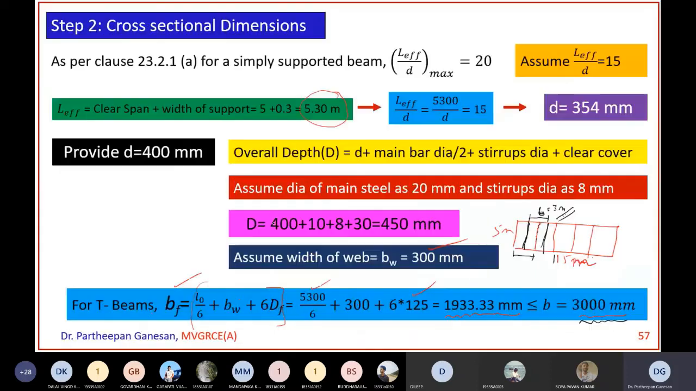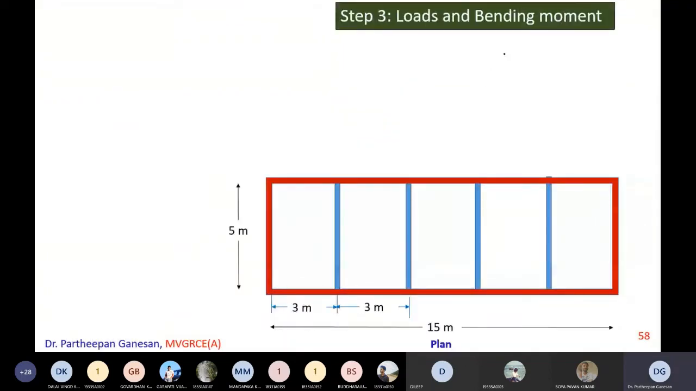Now I have already calculated all the cross-sectional dimensions. BF is there, effective depth is there. Thickness of flange is given. Overall depth is found. Overall depth is necessary for finding out the self weight of the beam. Okay, and width of the web also known. Now loads and bending moment, that is the next step.